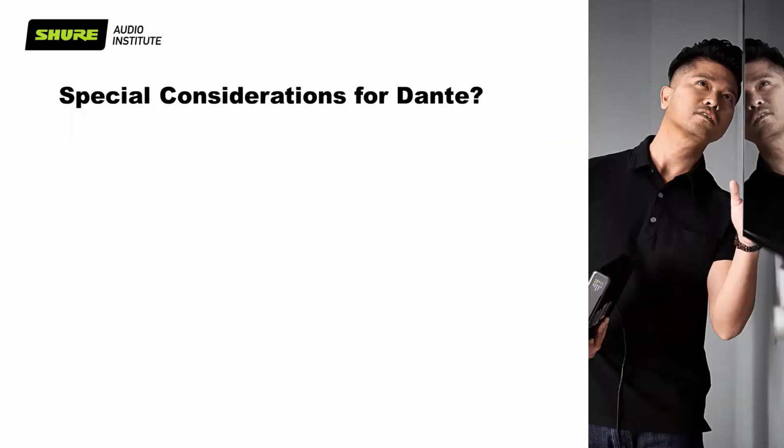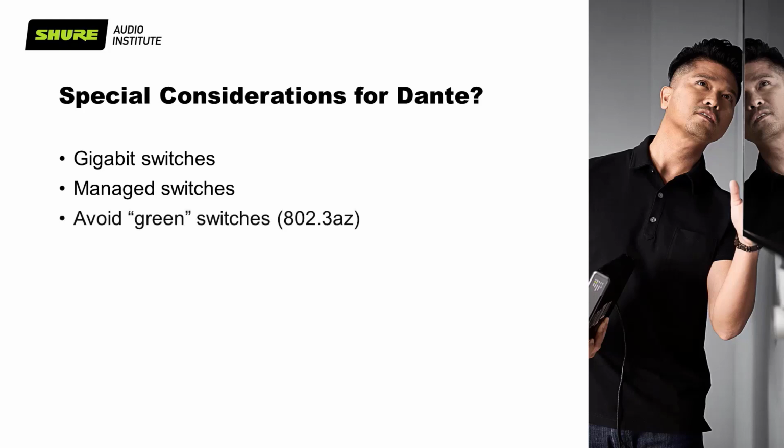There are a few considerations to keep in mind, but nothing terribly out of the ordinary. We typically recommend gigabit switches for a Dante network. Managed switches are a good idea as well, simply because there are some features that might cause headaches for a Dante network if you don't disable them, like, for example, green or energy efficient Ethernet. If that is enabled on your network switch, we recommend turning it off so that it doesn't turn off ports that you might need for your audio. And then again, on an unmanaged switch, you would be stuck with that. So managed switches are a good idea.